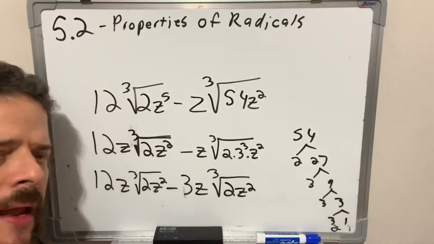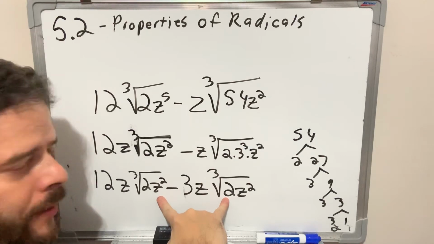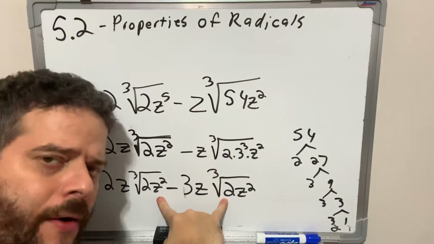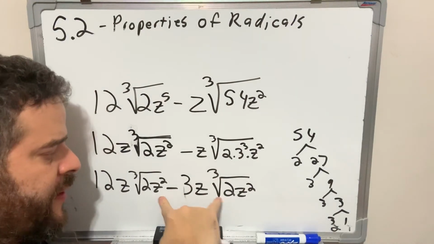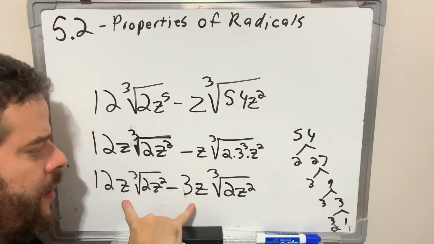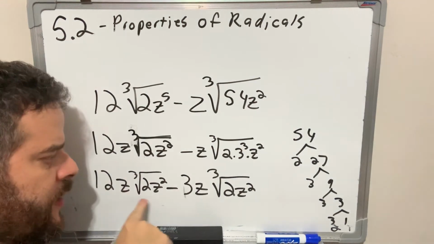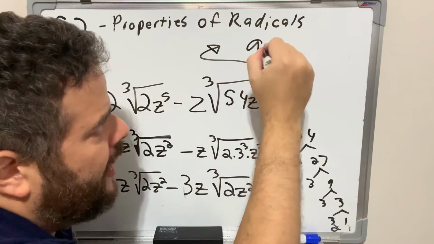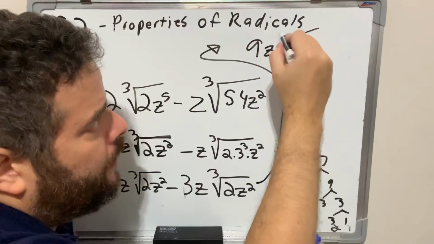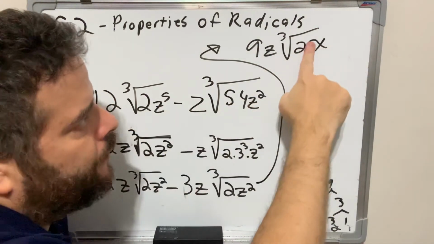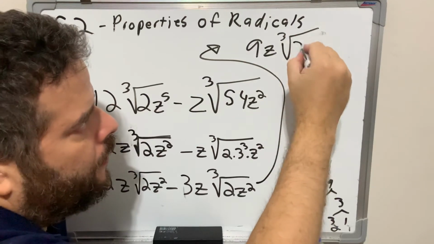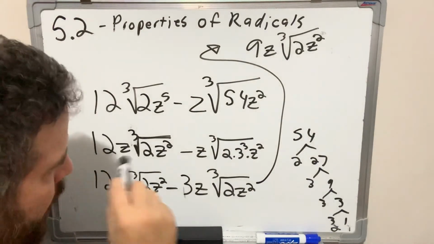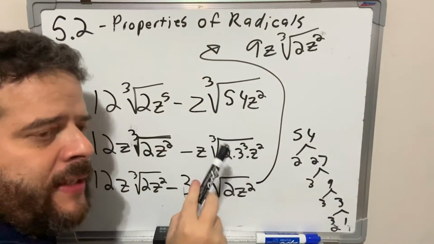Now, if you pay attention, you can see that the radicals in their simplest forms are the same. Since they are the same, all I gotta do is this operation with the leading coefficients. 12z minus 3z is going to be 9z, and then you just copy your radical. And you're done. Again, you can see when you add the radicals, they don't change.